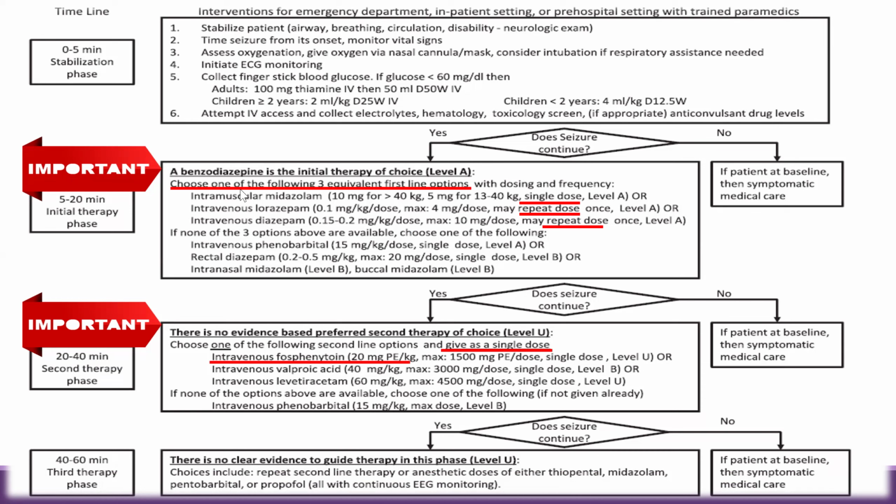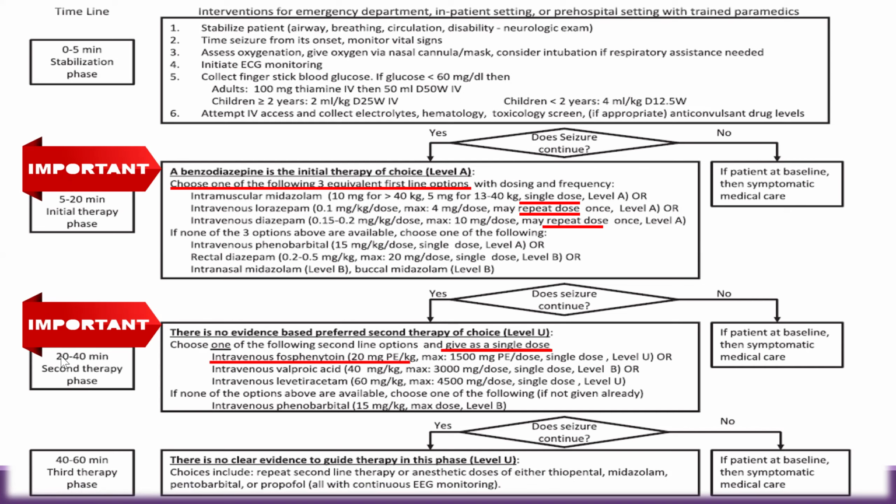After that, if the seizure still continues, between 5 to 20 minutes we should give the benzodiazepine, so either intramuscular diazepam, which is a single dose, or intravenous lorazepam, which can be repeated once. Intravenous diazepam also can be repeated once, and all these benzos are dosed per kg. If it is not available, we can give phenobarbital.